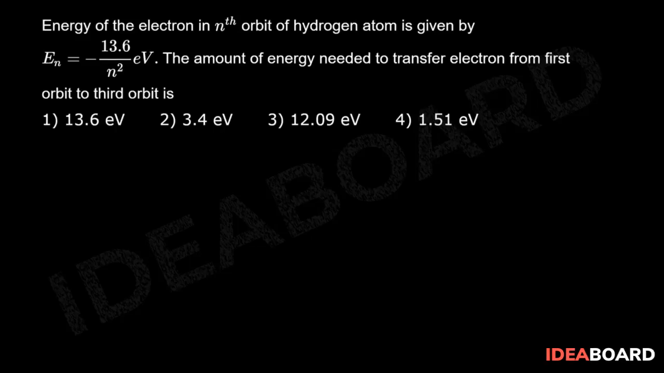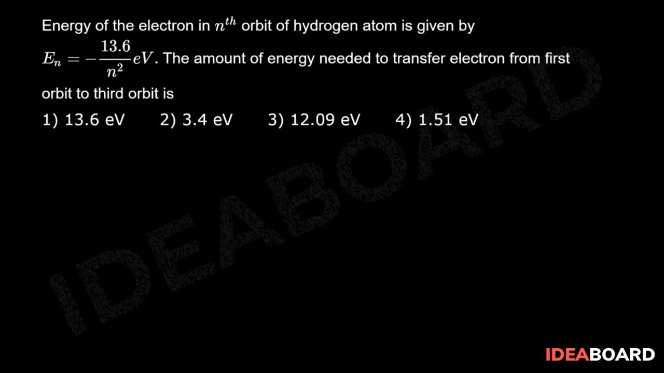Energy of the electron in nth orbit of hydrogen atom is given by En is equal to minus 13.6 upon n square electron volts. The amount of energy needed to transfer electron from first orbit to third orbit is.